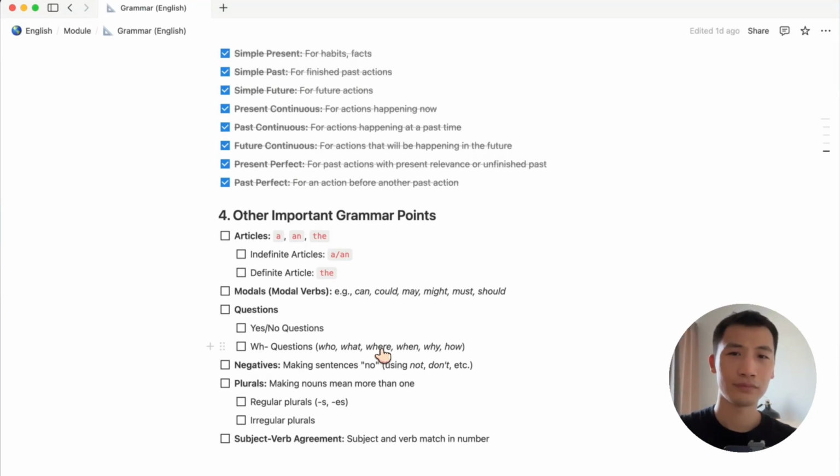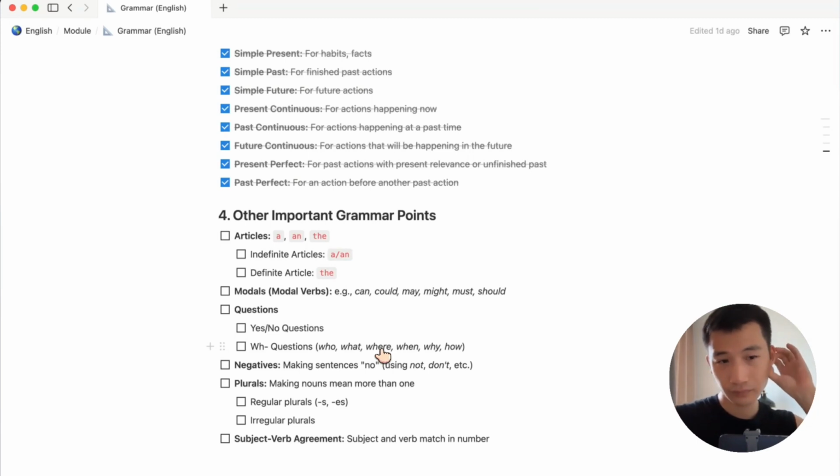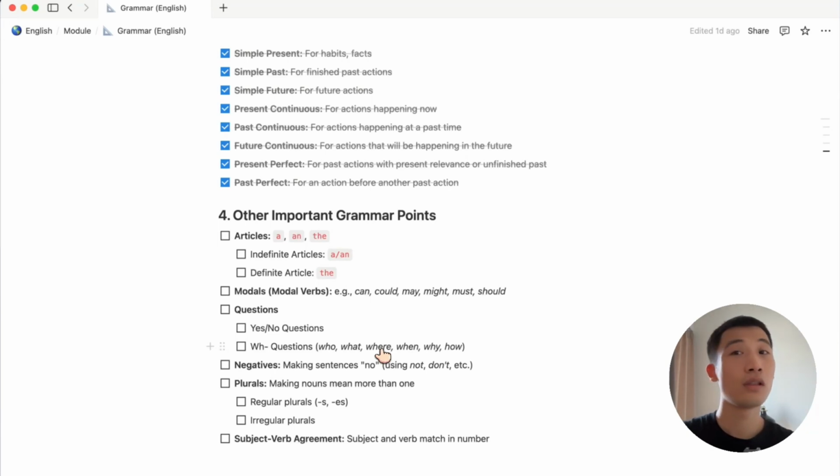A is used before words that start with a consonant sound, and an is used before words that begin with a vowel sound. It's great you remembered that. Are there any other grammar points you'd like to explore?